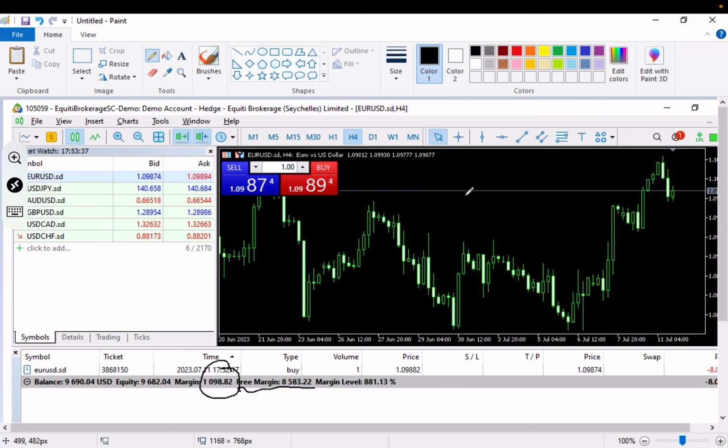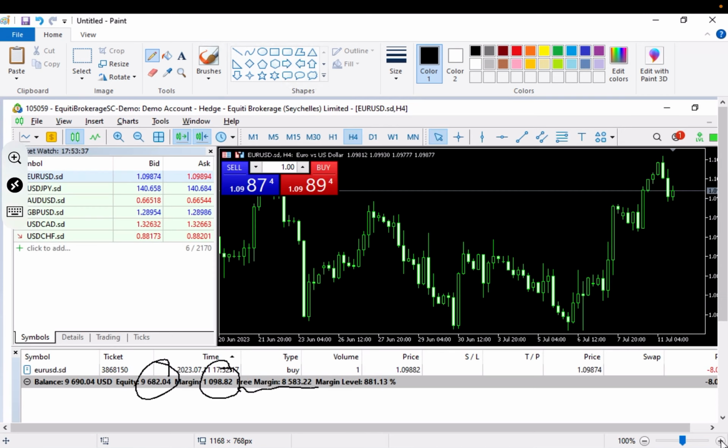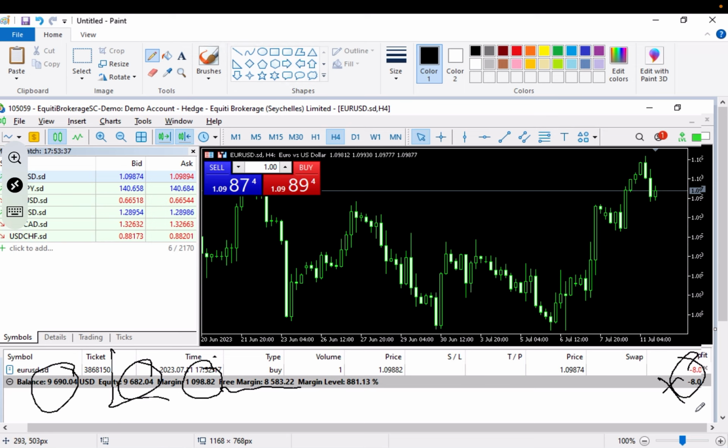Now this is the free margin available. This is the equity. Equity is the current value of the account. For example, let's understand here. My trade was floating in loss, so this loss or profit should be added to the balance. That will give the current value of the account. That's why equity will fluctuate according to your loss or profit. So equity is the value right now because this is a floating loss.